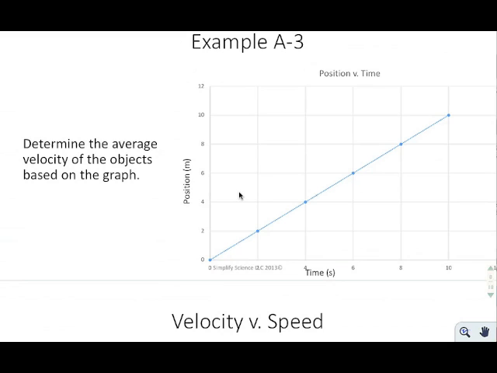Determine the average velocity based on this graph. You should be able to figure out entirely on your own that the velocity is 1 meter per second. And you should be able to do that, and you should be able to prove it for any sort of quiz.